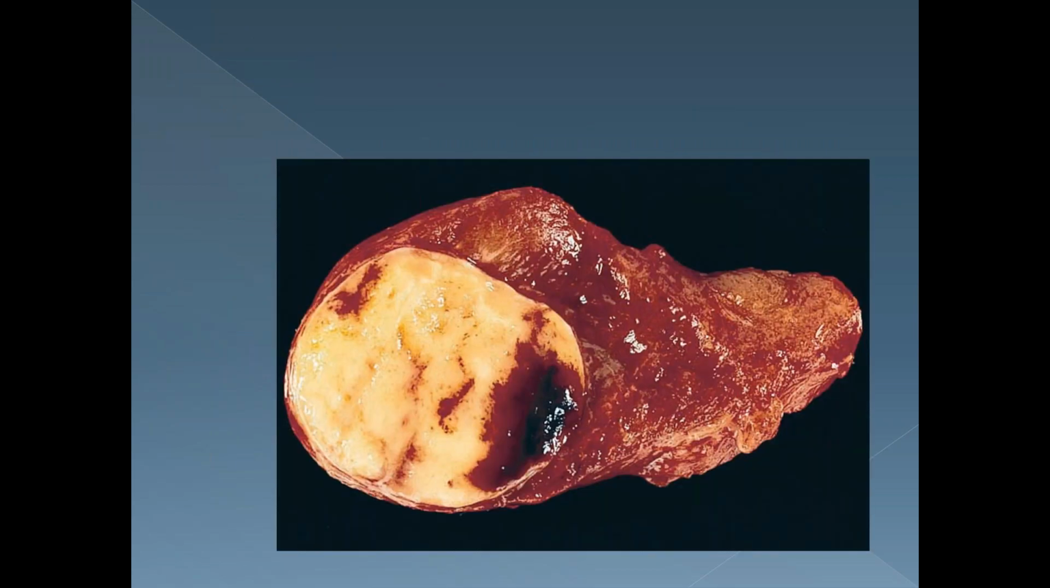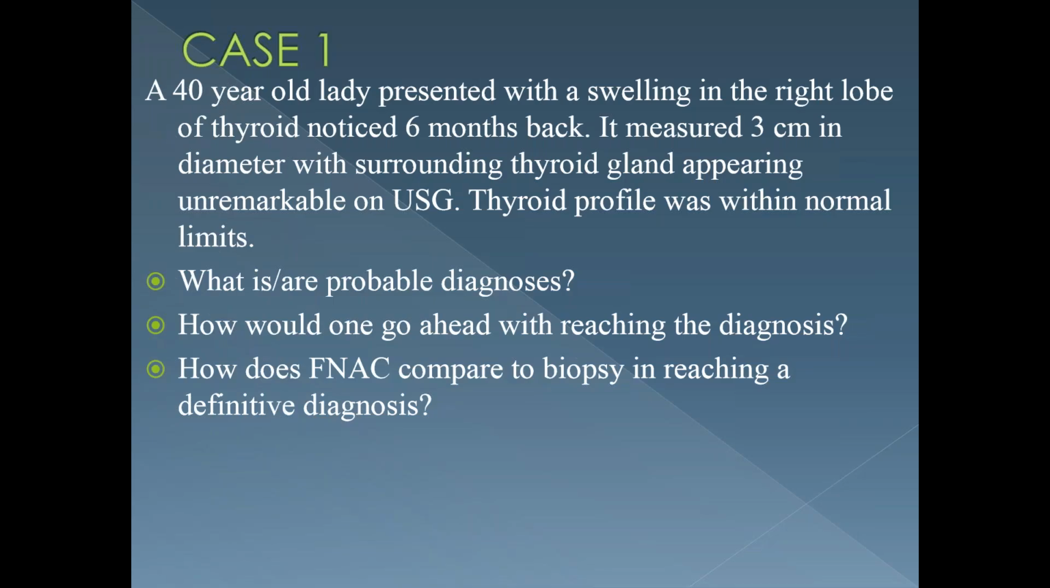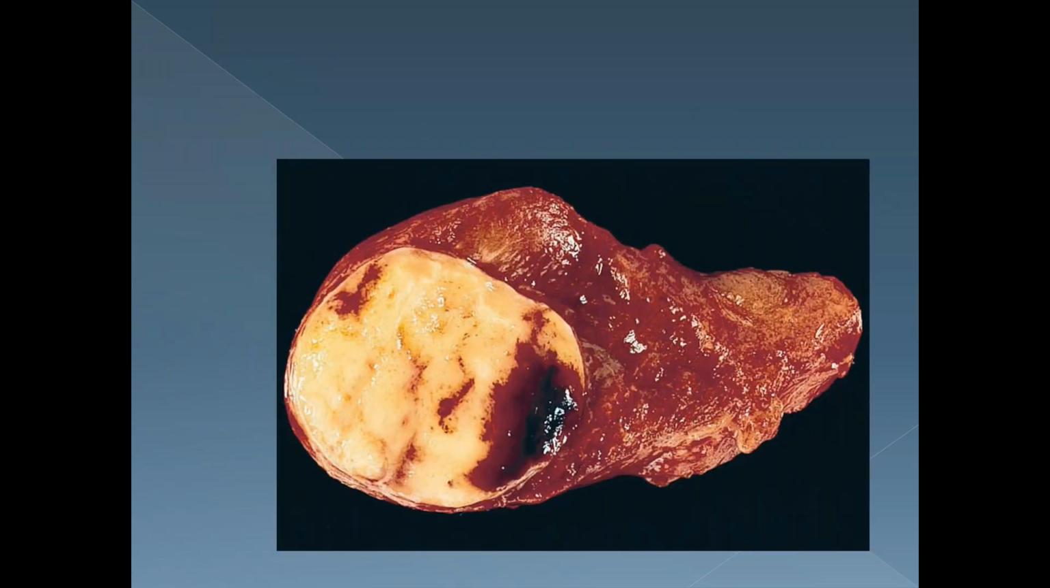Along with this, we can provide either a gross specimen or the picture of the cut surface of a thyroid lobe showing a follicular neoplasm, and that can provide the trigger for this case-based discussion.